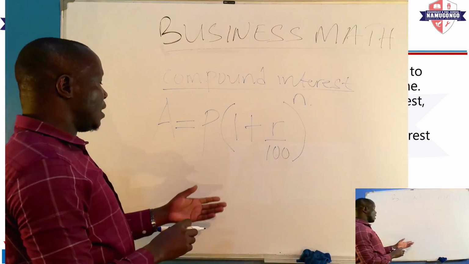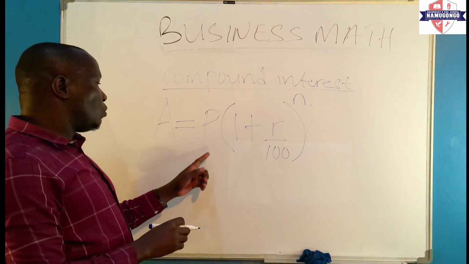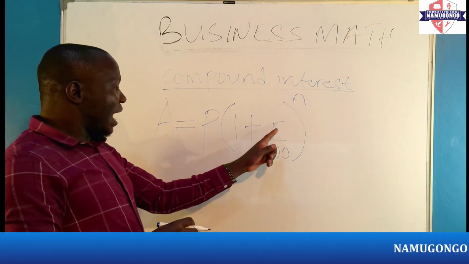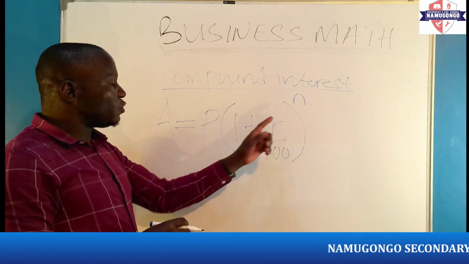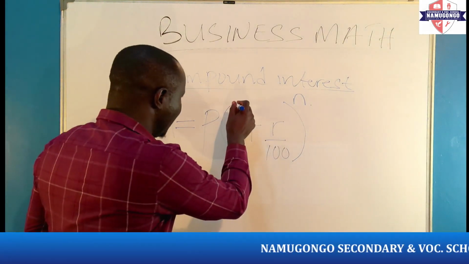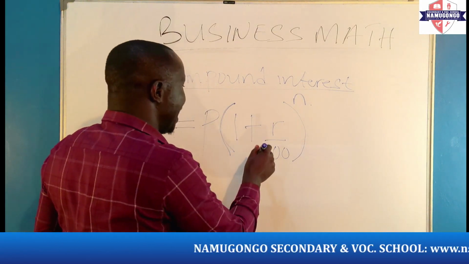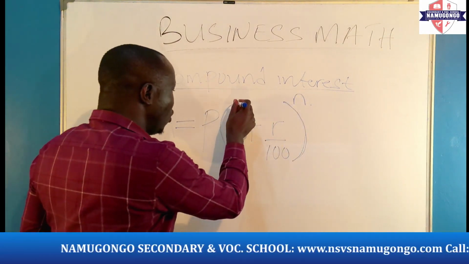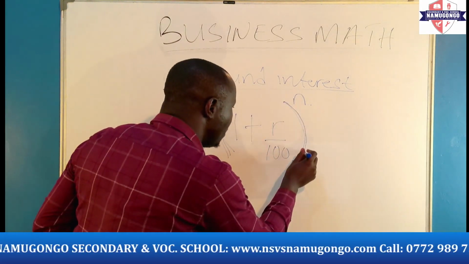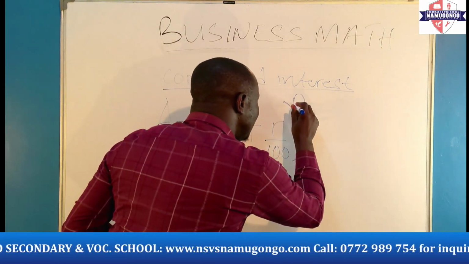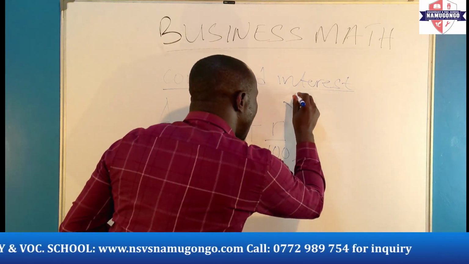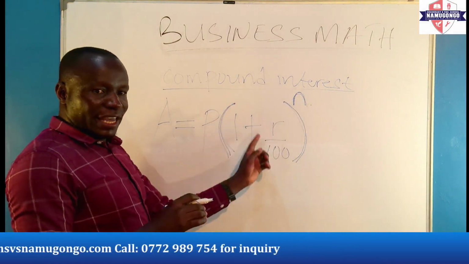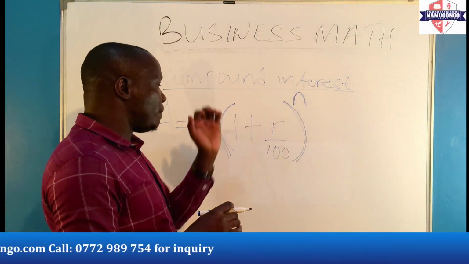I repeat, our formula: amount is equal to P into 1 plus R over 100 raised to the power of N. So 1 plus R over 100 is put in the bracket. Then the whole of this must be raised to the power of N. When you are writing this N, you must write it as a power. Don't multiply this bracket by N, no. N is written as a power.